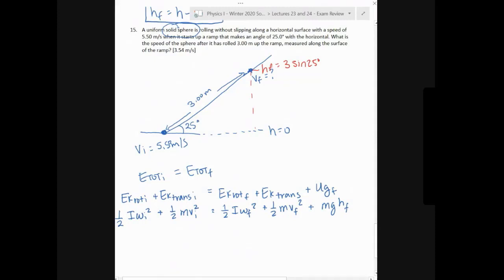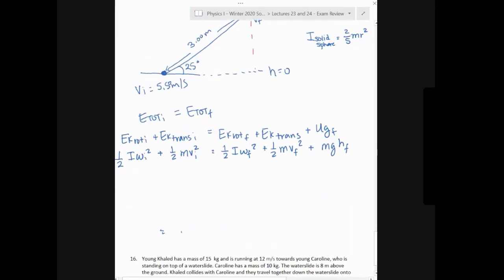So we're talking about a solid sphere. So does anybody know what the moment of inertia is of a solid sphere? It's 2/5 mr squared. So I'll put that in. So we have 1/2. The I is 2/5 mr squared. And we don't know the omega, but we do know the V. So we know the formula V equals omega r. So rather than omega, we're going to change it to be V over r.